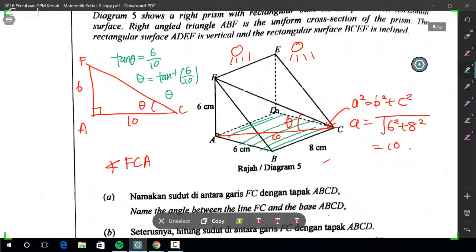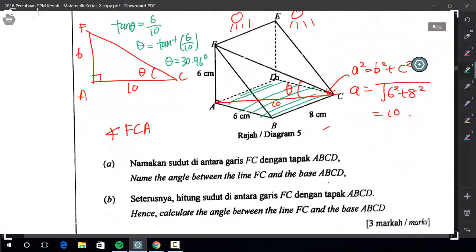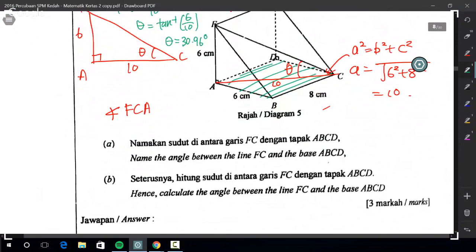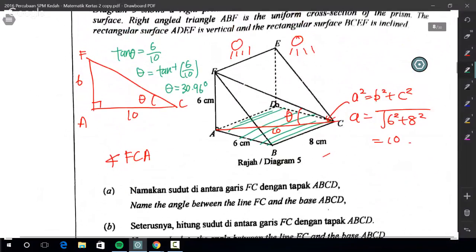So I will actually try to get the answer. In degrees, shift tangent 6 over 10. Then you will get the angle, basically, 30.96 degrees, sorry. This is how to easily get 3 marks. First, you will need to name the angle. Then after you name the angle, you just draw out the right angle triangle and then just find it.